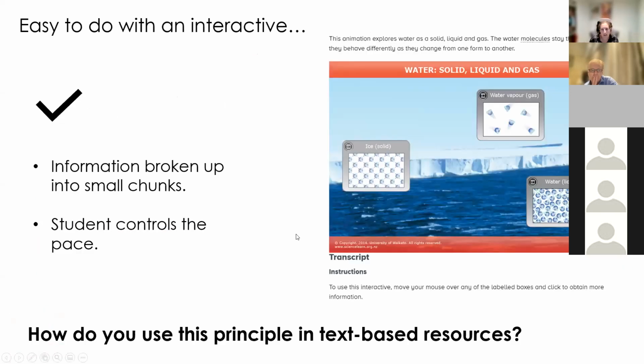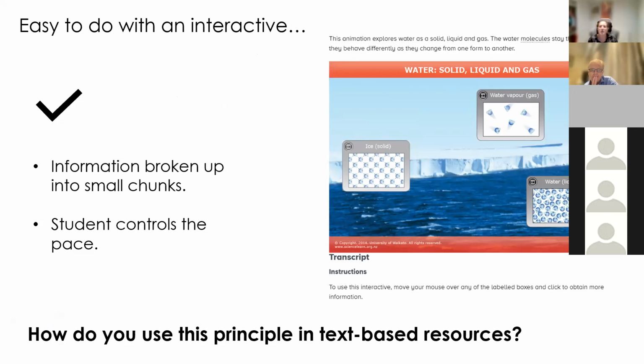Now, this is really easy to do with an interactive. So something like this, the information is broken into small chunks and they're displayed separately, and they're at the student's pace as well. So they can just click on the ice, find out about particles in ice. Okay, I've got that, I can move on, click on the next one, and the information is chunked up. So you're never going to get a lot of information at the same time.